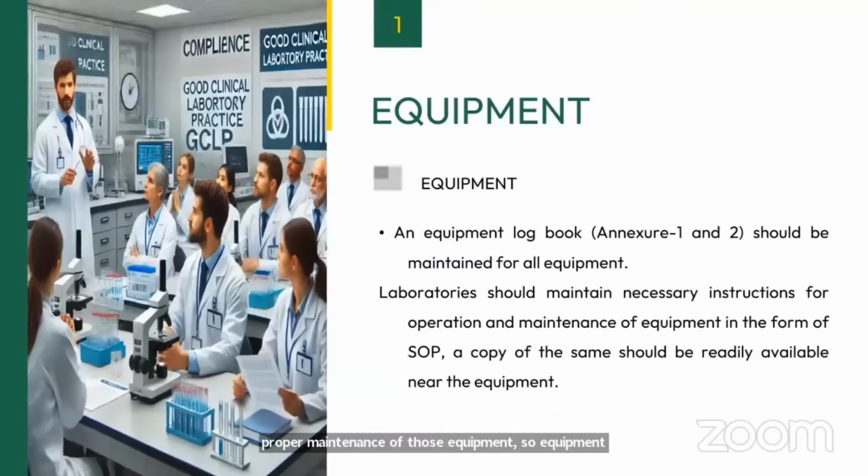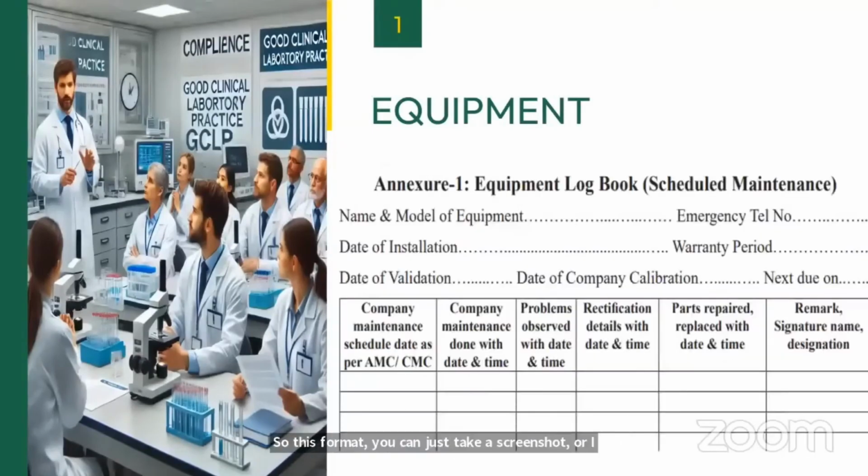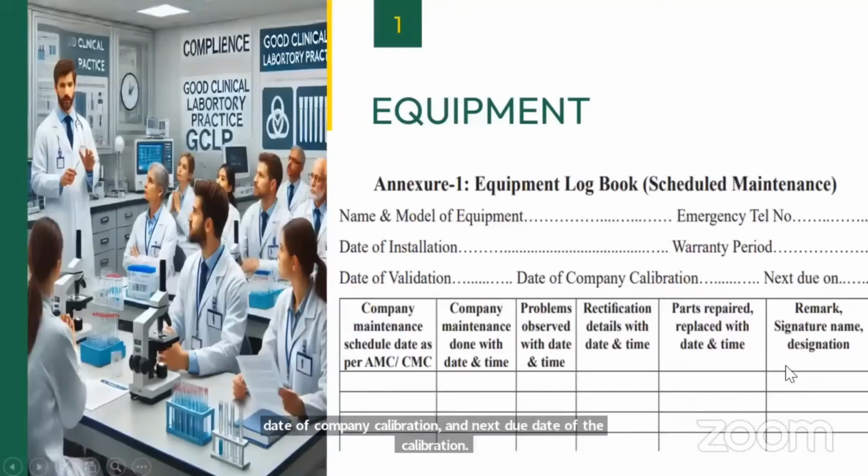Now it has been given in this document as Annexure 1 and Annexure 2. These are the formats given. You can just take a screenshot or I can send it to you later, showing how equipment maintenance should be done. You should have the name and model of the equipment, emergency telephone number, date of installation of the equipment, warranty period, date of validation, date of company calibration, and next due date of the calibration. All the details should be included as per this equipment logbook in the scheduled maintenance program.